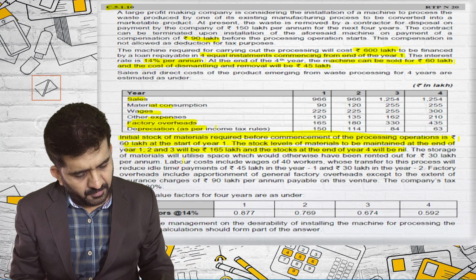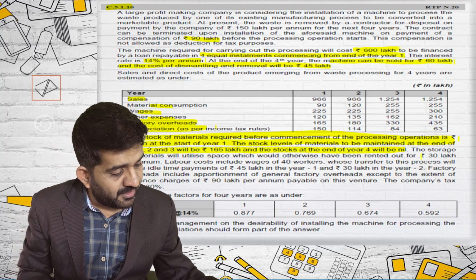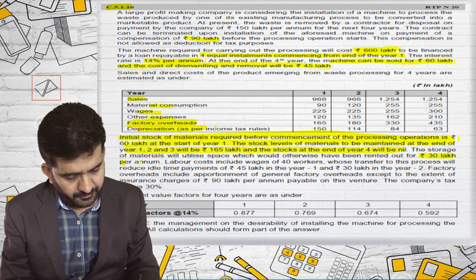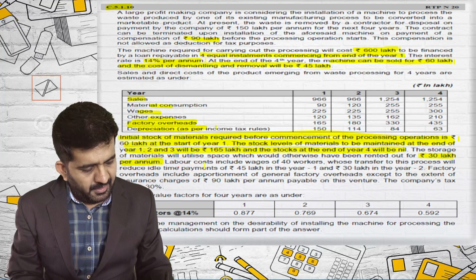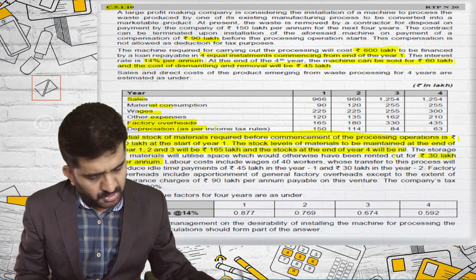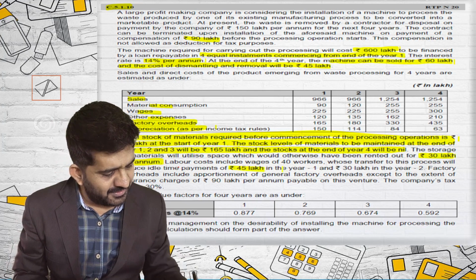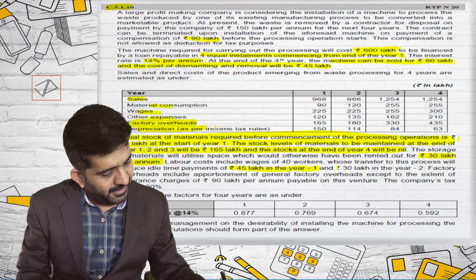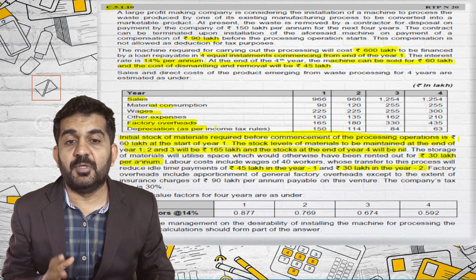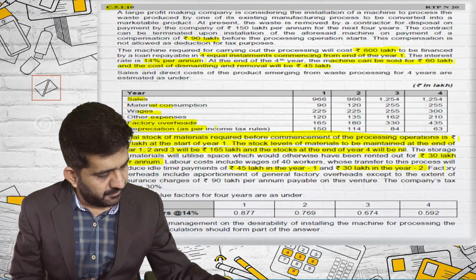The storage of the material will utilize the space which would have otherwise been rented out for 30 lakhs per annum. Opportunity cost. Good point. Labor cost includes wages of 40 workers whose transfer to this process will reduce the idle time payment of rupees 45 lakhs in year 1 and 30 lakhs in year 2. What does this mean? This is a benefit for the company. These workers were idle and now will be utilized in this project.